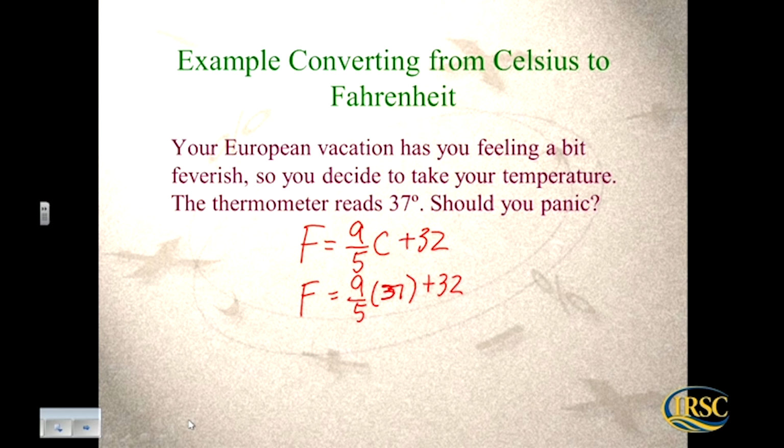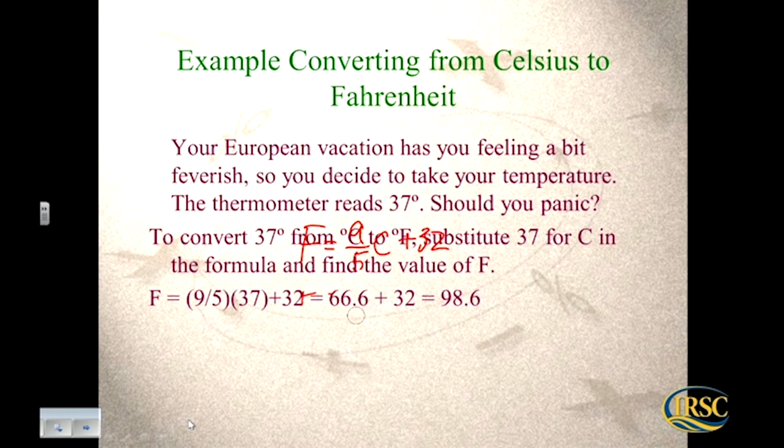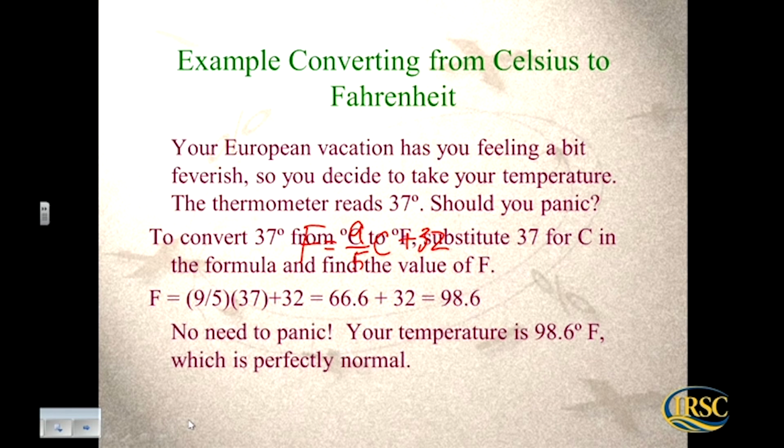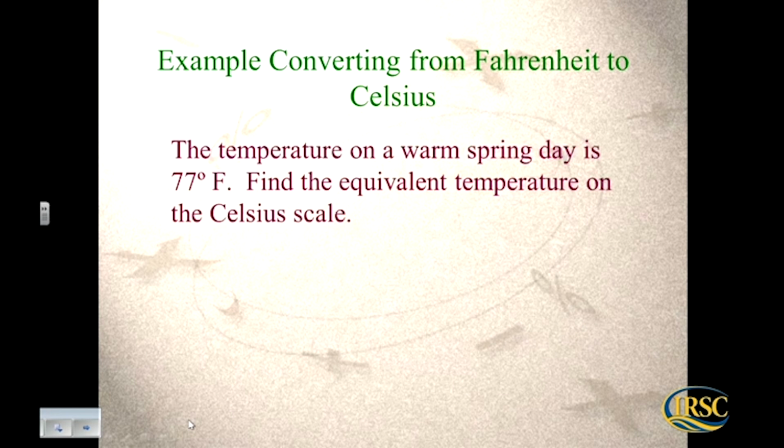So when you multiply 37 times 9/5, you get a decimal. I believe you get a repeating decimal. All right, so 66.6. And then plus 32, you get 98.6 degrees Fahrenheit. No need to panic. Good. This is perfectly normal. Okay, 98.6, 98.7 is normal.